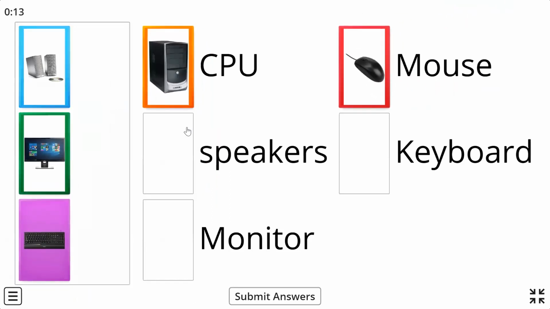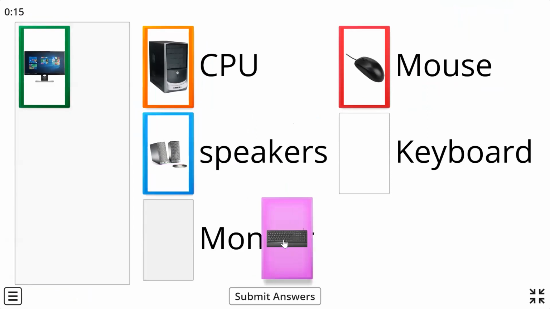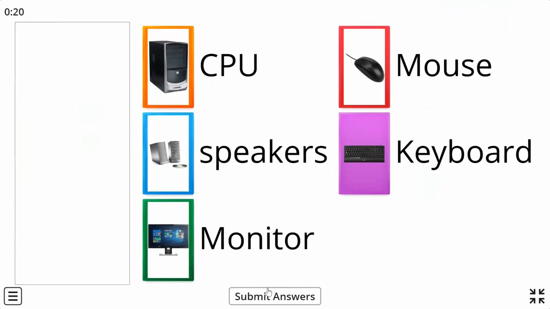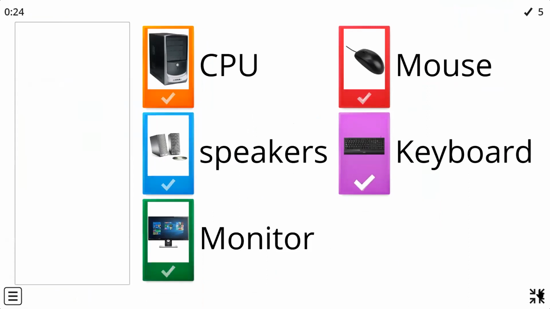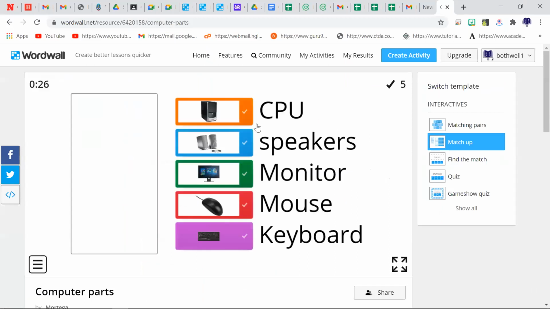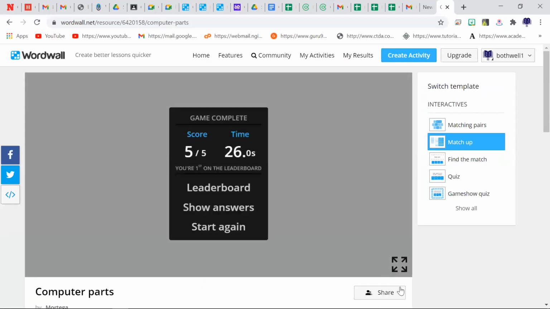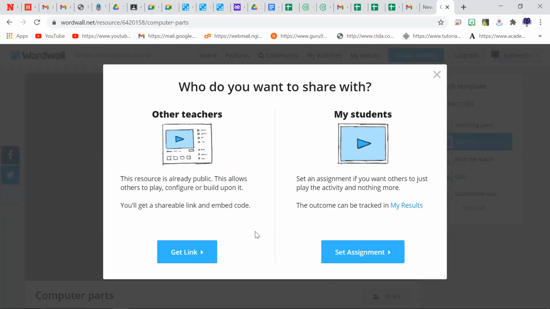Right, I'm going to look for the mouse, put it there. I'm going to look for the speakers, put them there. I'm going to look for the keyboard, put it there. I'm going to look for this, put it there. Then I submit my answers. After submitting my answers, you can see, oh, this is quite interesting. Right, so let's say you are interested in this one. You click on share and you set an assignment, because this one is for other teachers.